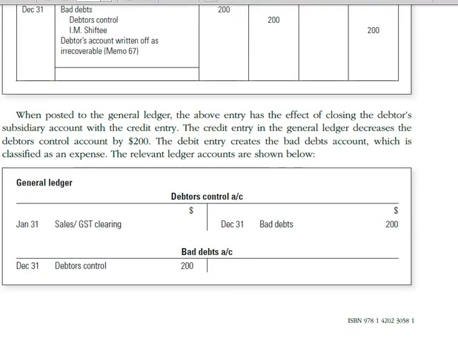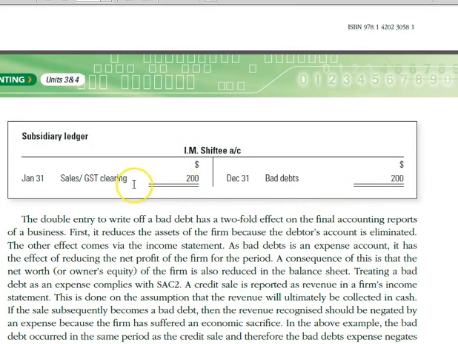Then down here we will see our debtors control account. We're reducing our debtors control, so it's a credit entry for $200, and we're increasing our expenses by $200. Our subsidiary ledger looks like this. We had sales and GST clearing when the sale was actually recorded on January the 31st. By the end of the year, we realised we're not getting it back. We just want it to go back to zero. We'll record the expense, call it a loss, and move forward.